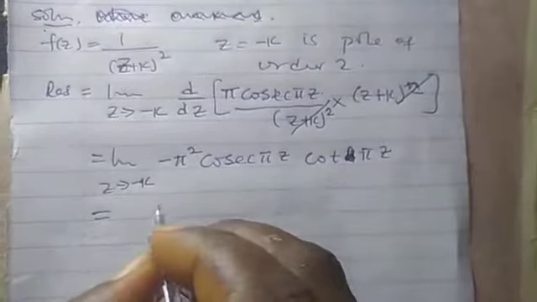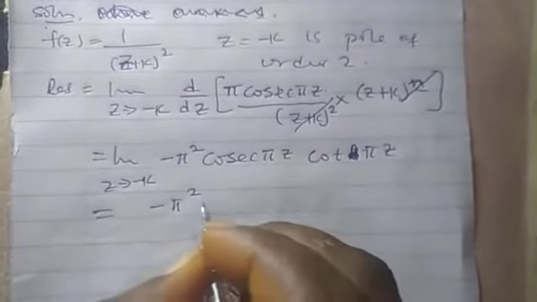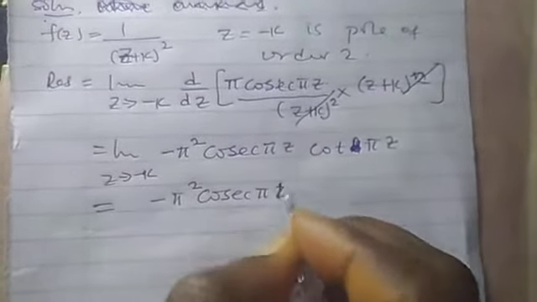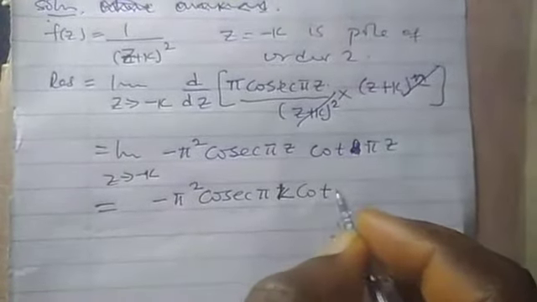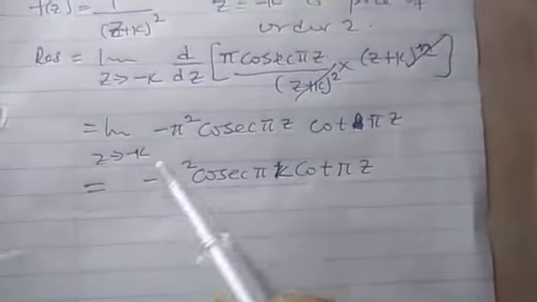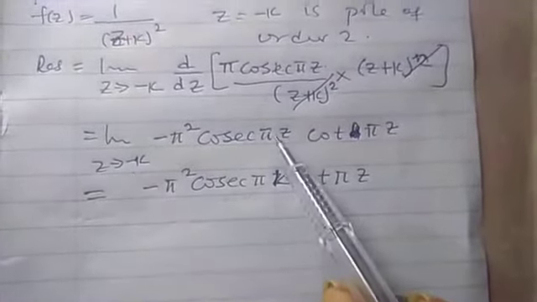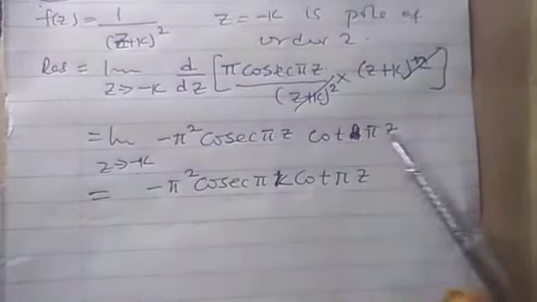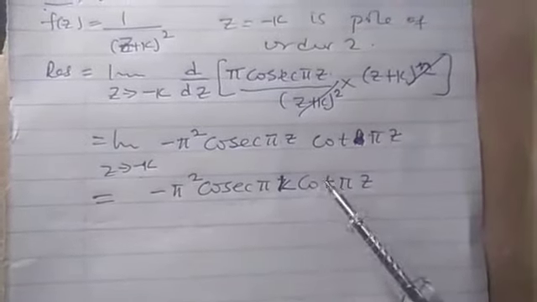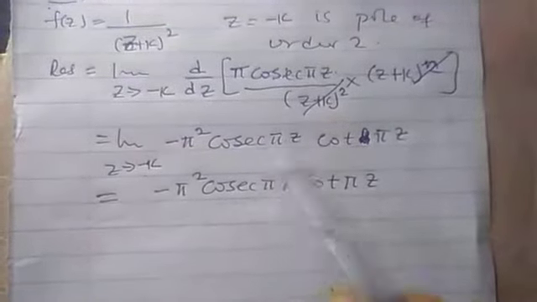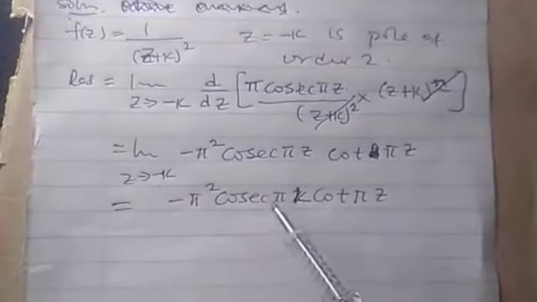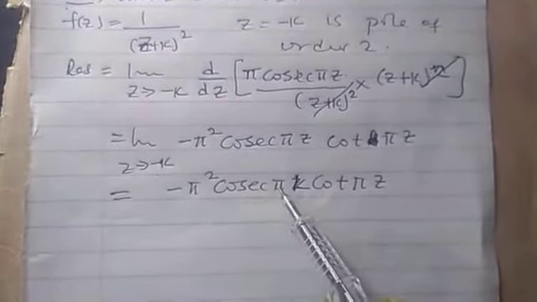Now let us put k there. That will be minus pi square cosec pi k cot pi k. Remember, it is minus k that we put. So the minus will affect cosec and the minus will affect the cot. That is the reason why we don't have minus again. So the double minus will become plus. So we are left with only this minus. So you have found the residue.